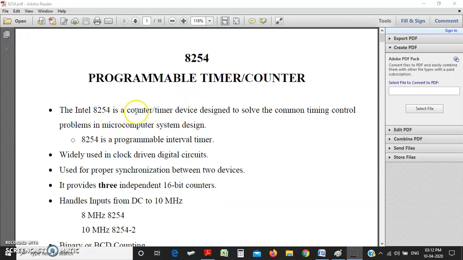And this counter or timer is used to solve some common timing control problems in microcomputer system design. It is a programmable interval timer. So it provides synchronization between two devices. This IC can be used when we want to synchronize two devices according to the time, as it is widely used in clock-driven digital circuits.